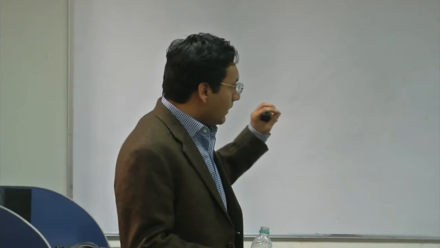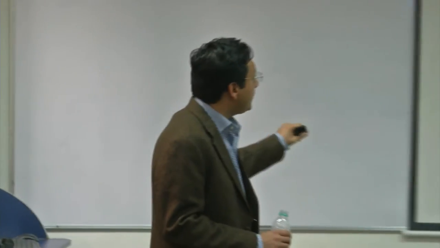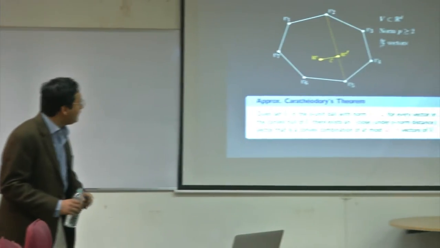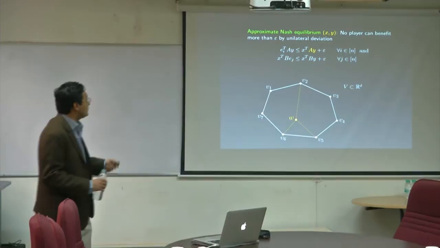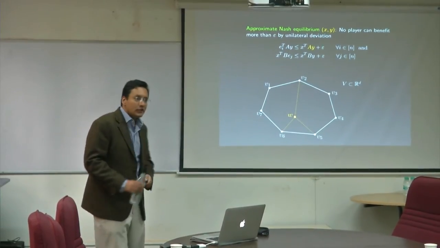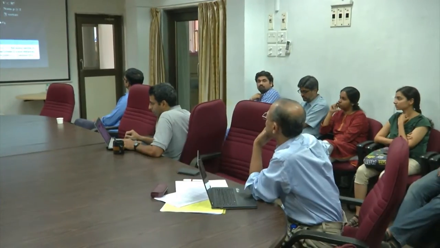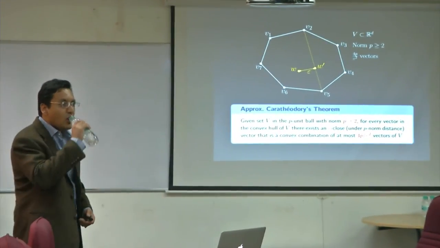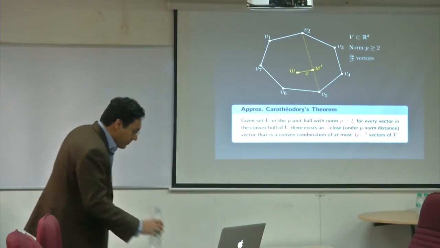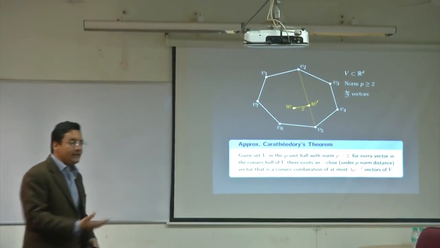So the point is, how does this approximate Carathéodory theory connect back to Nash equilibria? The idea is to go back to the quick question. Is this w prime in the convex hull? It is. It's also guaranteed to be in the convex hull. And by a randomized algorithm, you can very easily find it.